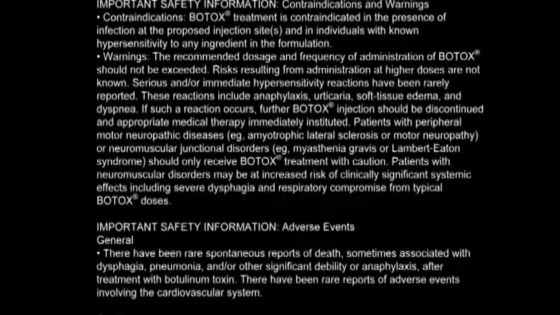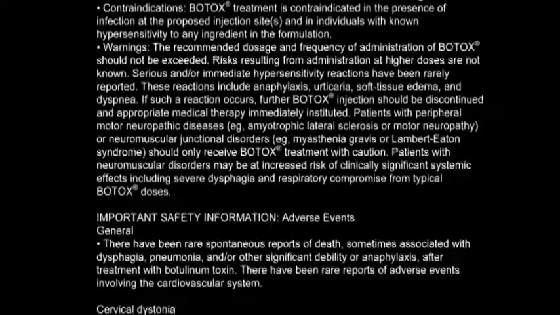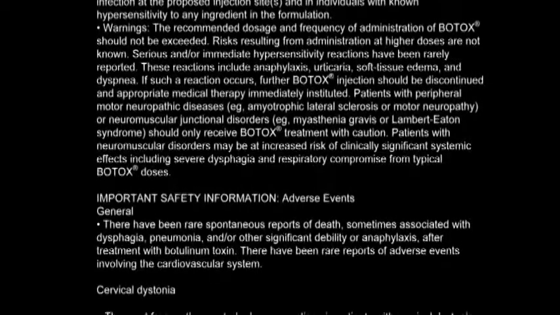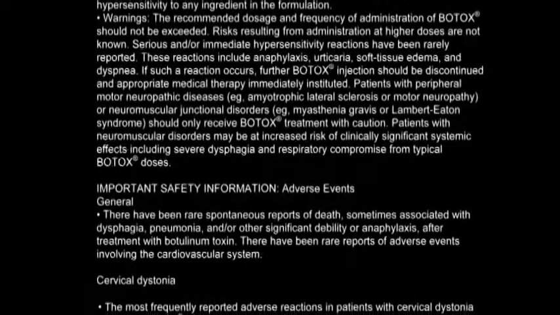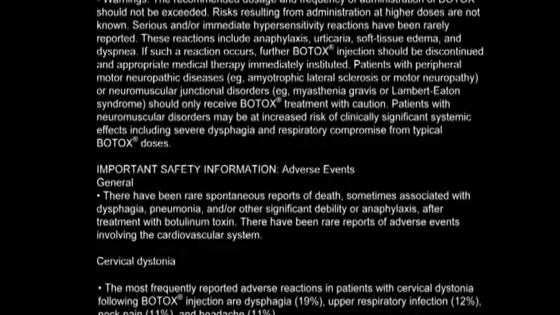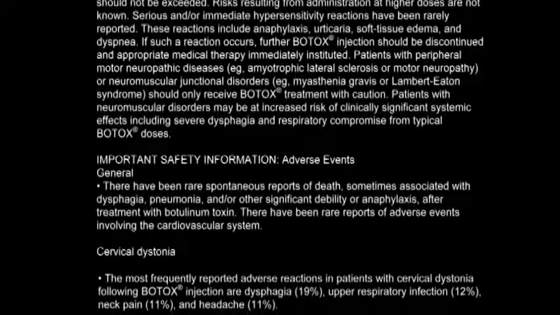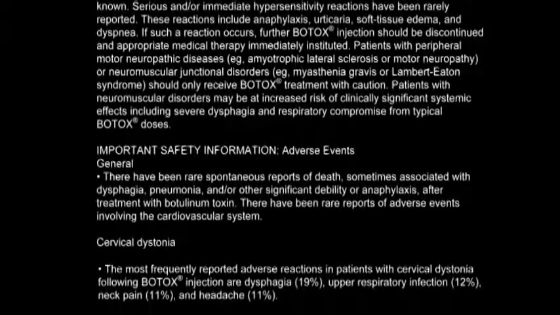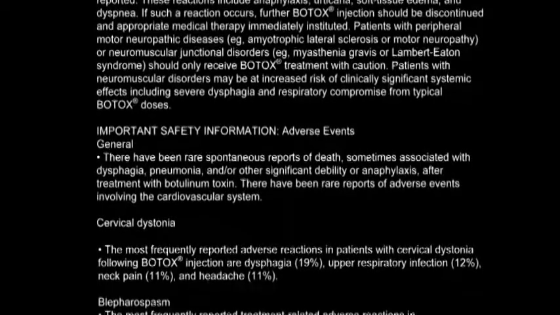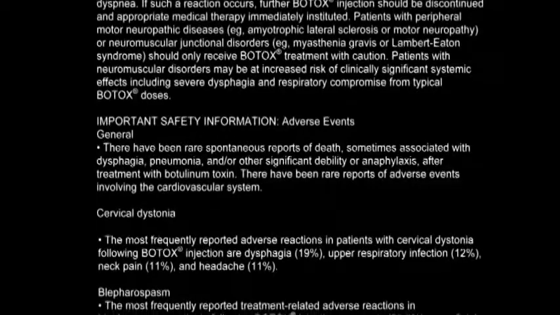Patients with peripheral motor neuropathic diseases, for example, amyotrophic lateral sclerosis or motor neuropathy, or neuromuscular junctional disorders such as myasthenia gravis or Lambert-Eaton syndrome, should only receive Botox treatment with caution. Patients with neuromuscular disorders may be at increased risk of clinically significant systemic effects, including severe dysphagia and respiratory compromise from typical Botox doses. Important safety information: adverse events.